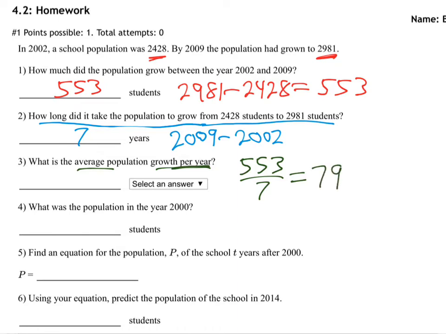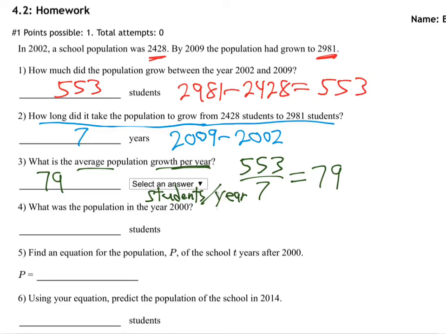So it's like they were growing by 79, and then they want the units here. It's going to be students per, like over year. Oh no, I wrote per year. The per is the slash. Students per year. That's what they want in the bar there. It's 79 students per year. The population was going up 79 students every year.